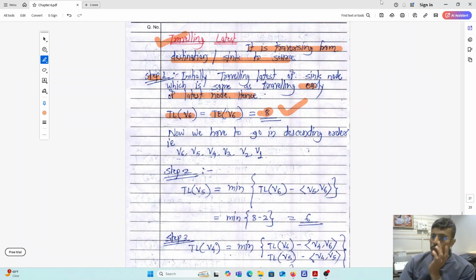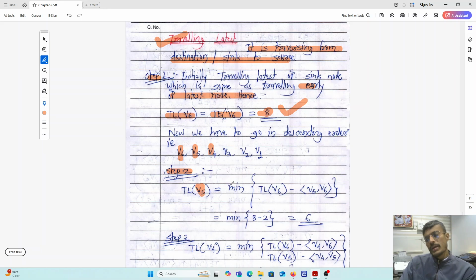Now we have to go in descending order from V6 to V1. First you find V6 as mentioned here, then you go for V5, V4, V3, V2 and V1. That is the descending order. Now, what will be step number 2? You have to find V2. So you have to find here V5.